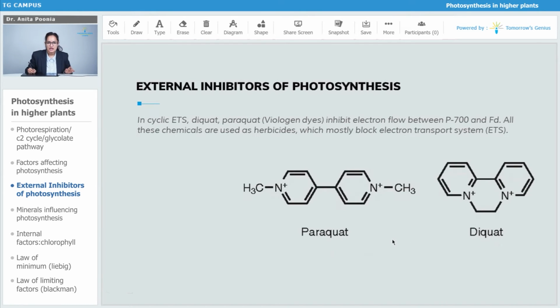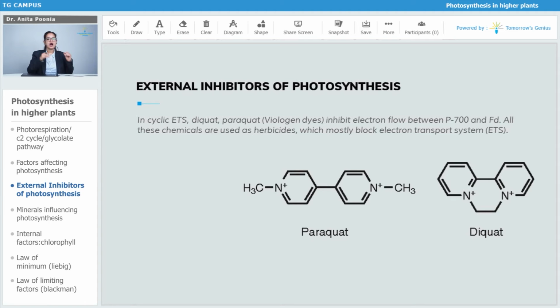Now, in the cyclic electron transport chain, diquat or paraquat, the viologen dyes, basically inhibit the electron flow between photosystem 700 and FD, ferredoxin. All these chemicals are used as herbicides, and they mostly block the electron transport, that is the ETS.